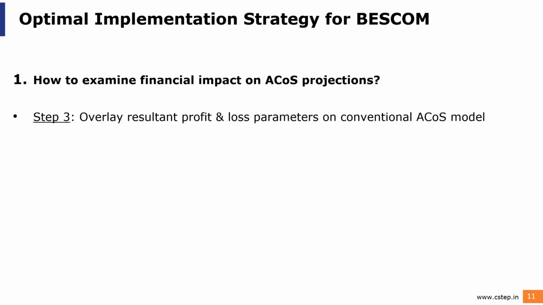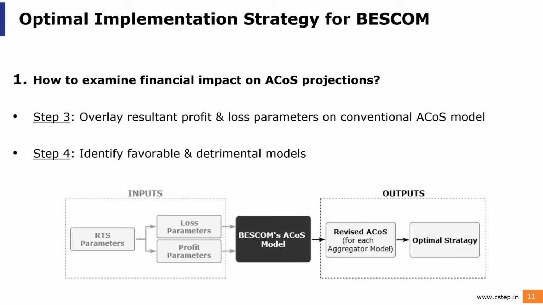Finally, BESCOM needs to overlay those profit and loss parameters on its conventional ACOS model. By doing so, BESCOM will get revised ACOS numbers due to rooftop PV penetration. Then BESCOM will be able to identify which are favorable and detrimental models. The process flow has been shown here, where we can see inputs and outputs, where profit and loss parameters are overlaid on BESCOM's ACOS model, and as output we are getting revised ACOS numbers for each aggregator model.